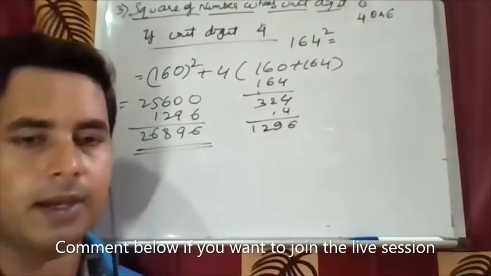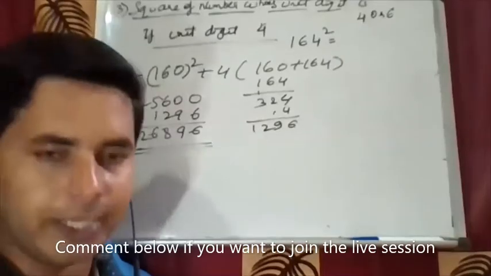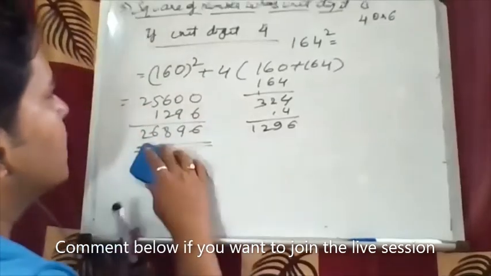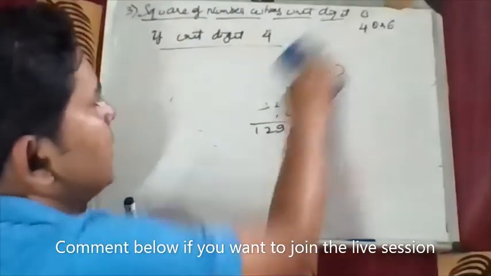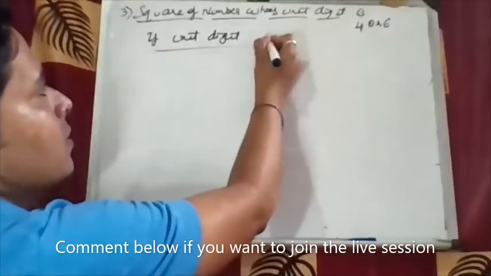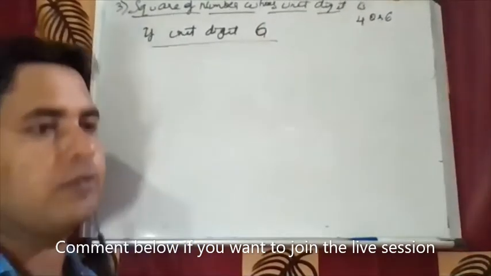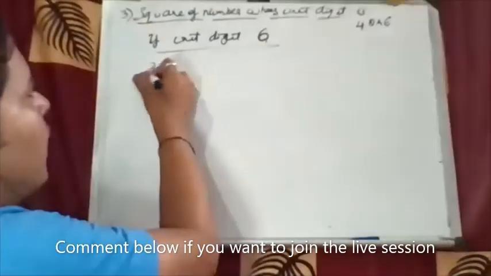698626896 is the answer. 2696. Okay, unit digit 4. Now we'll see if the unit digit is 6. The only change is instead of adding, you have to do the subtract. Unit digit 6 में क्या करना है? Subtract करना है. For example, 36 square.